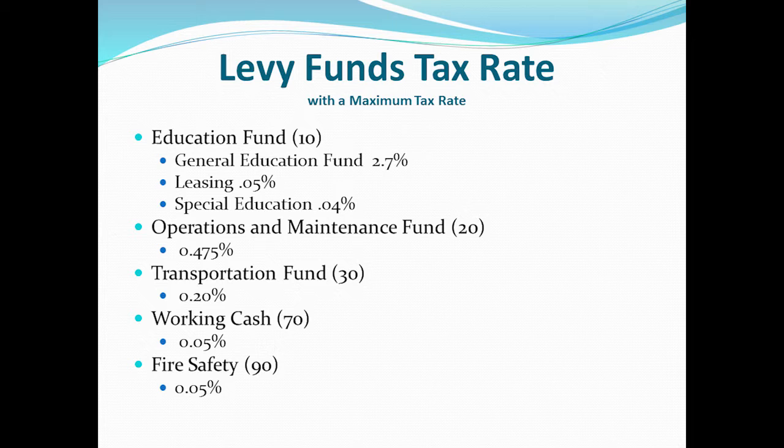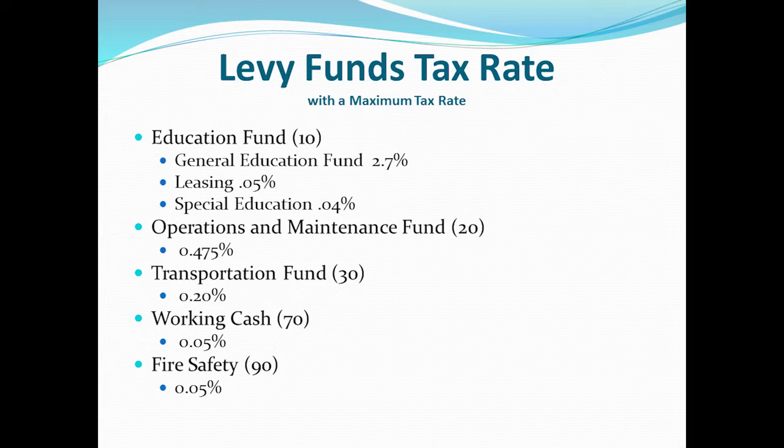Operations and maintenance, which is what we use to support our buildings, pay our heat, pay for all of that, that's at 0.475%. And then transportation is 0.2%. Working cash and fire safety are both at 0.05%.